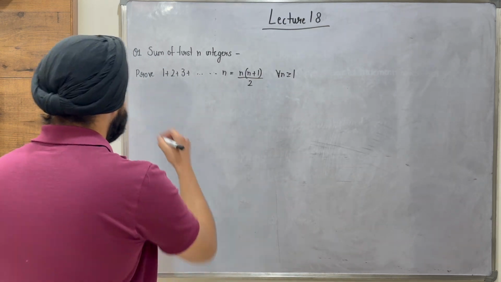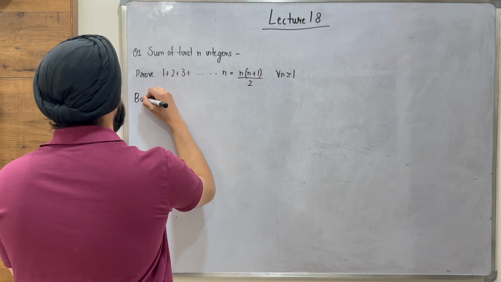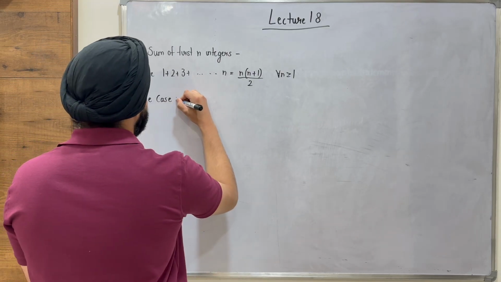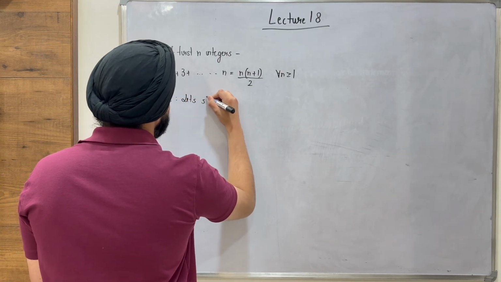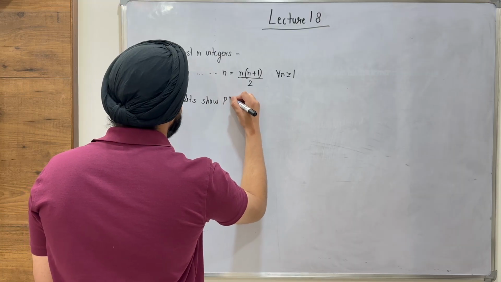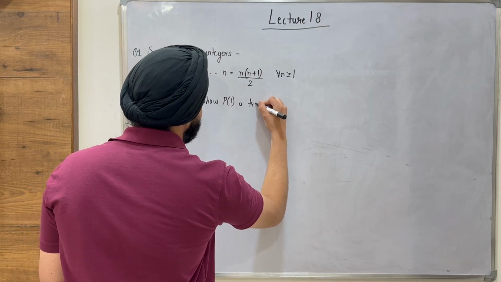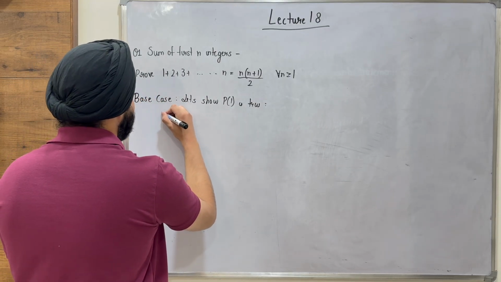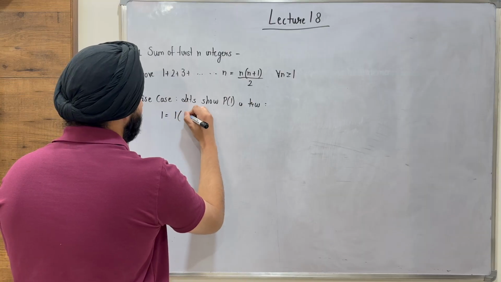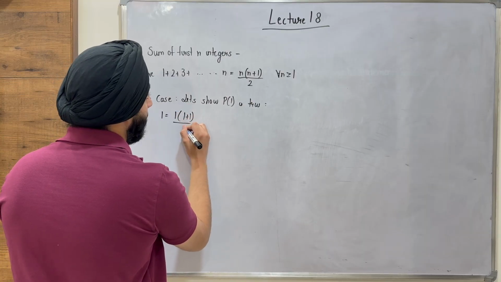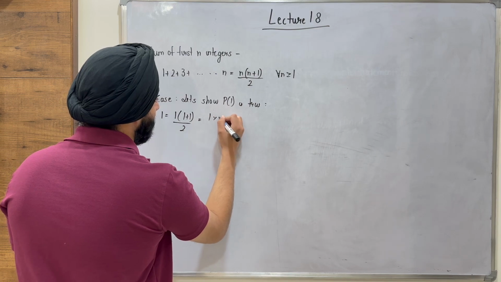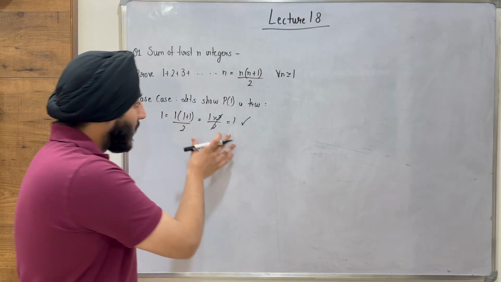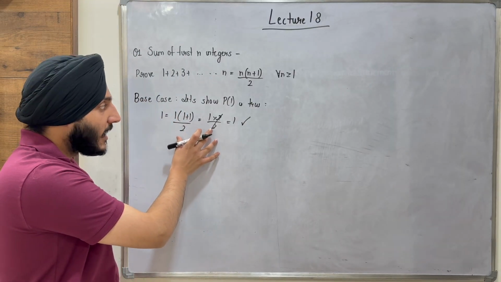Okay, so base case: show P of 1 is true. I'm going to show P of 1 is true, so let's put it into the equation. 1 is equal to 1 times (1 plus 1) divided by 2, which is equal to 1 multiplied by 2 by 2, and this gives me 1. So using this equation, I've proved that the base case is true.